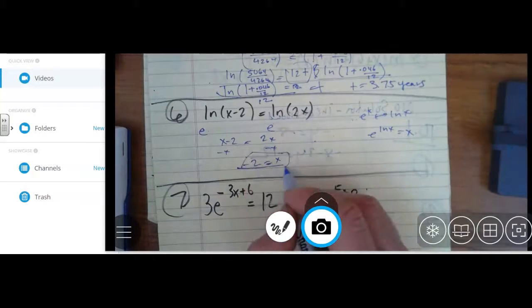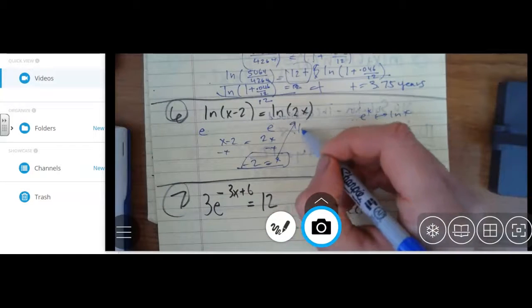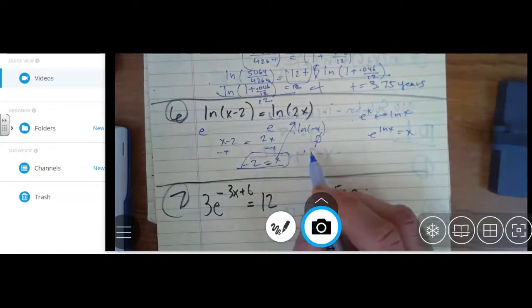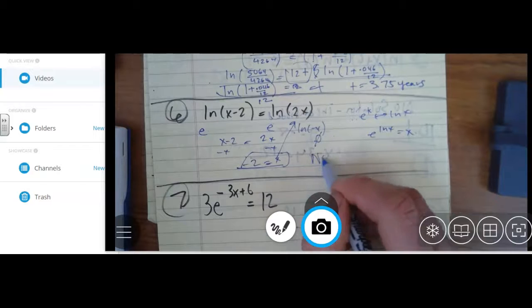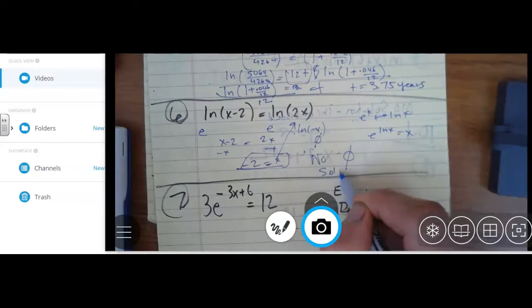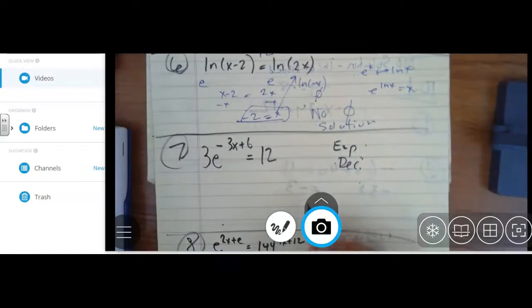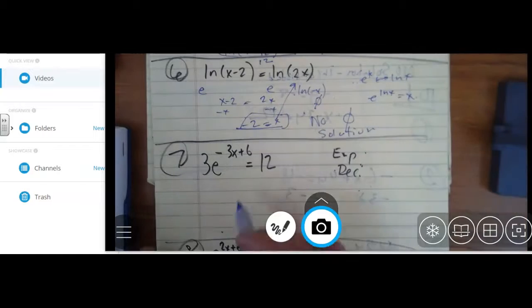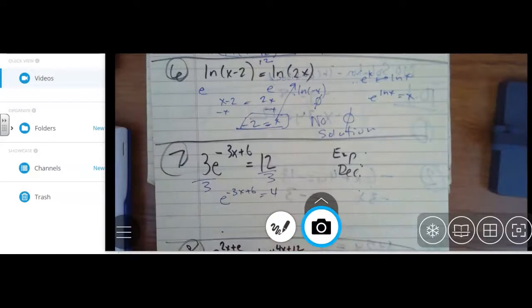So we get x equals negative 2 as one of the answers there. And normally we'd say, oh, that's an answer, but if we put negative 2 back in, we're going to get ln of negative 4, and that is undefined. We have no such answer where we have an ln of a negative number, so that's no solution there. No solution. Okay, and we try number 7 here, and same thing here, except you want to get rid of that 3 first. And then you're going to get e to the negative 3x plus 6 is equal to 4. And then we could take the ln of both sides if we wanted to.